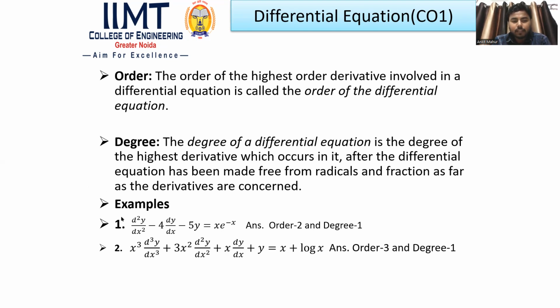Some examples: d^2y/dx^2 - 4 dy/dx - 5y = x e^(-x). This has order 2 and degree 1. Another example: x^3 d^3y/dx^3 + x^2 d^2y/dx^2 + x dy/dx + y = x + log x. This is an example of order 3 and degree 1.